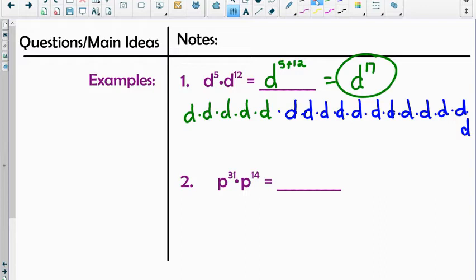All right, looking at our second example, on this one, the exponents are quite large. I don't want to write out all of those different p's on my page here because that would take a lot of time, and I don't need to do that. We've seen the pattern. As long as I'm multiplying the same base or the same factor over and over again, all I have to do is add together the exponents to get my simplified form. So 31 plus 14 is 45. So it's p to the 45th power.